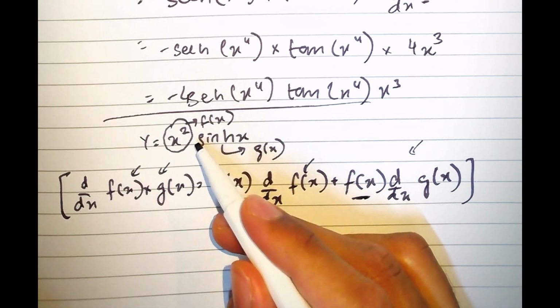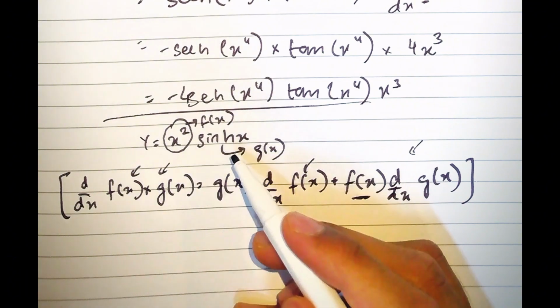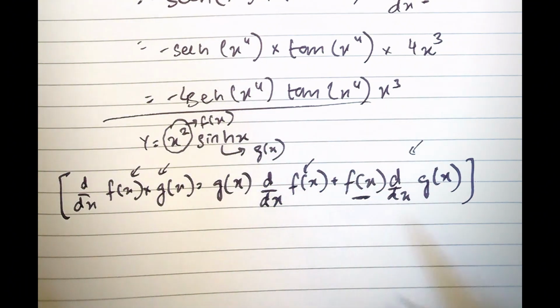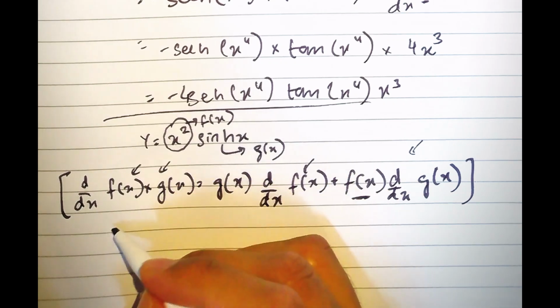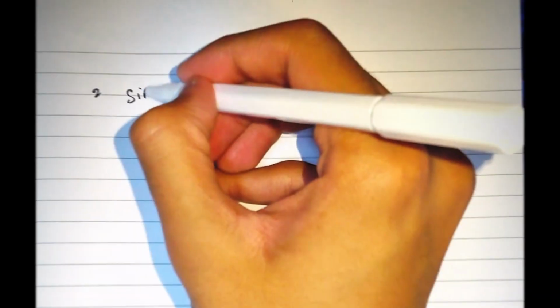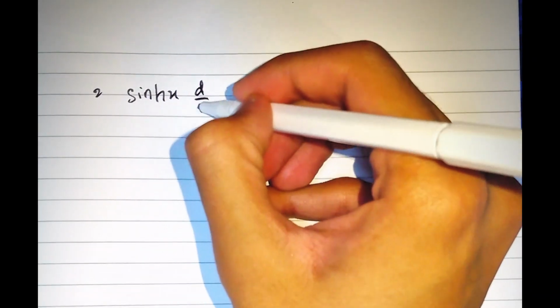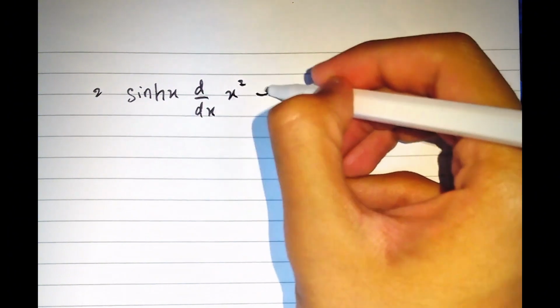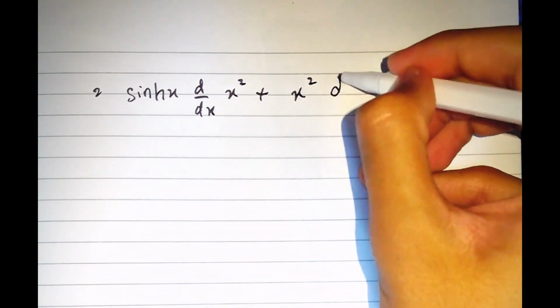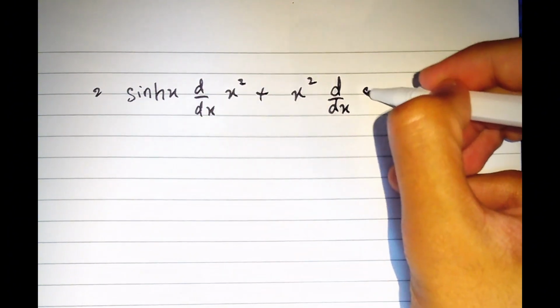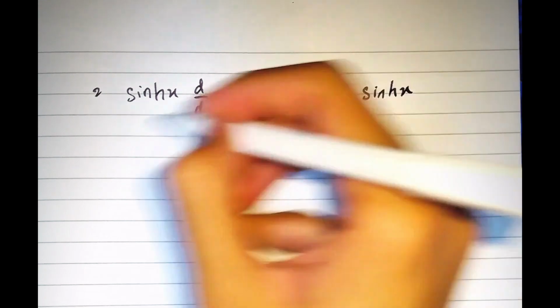So over here, our first function, f(x), is x squared, and the second function, g(x), is sine hyperbolic x. So we can use this formula. Let's apply the differentials on both sides of the equation. So the second function as it is, times the derivative of the first function, x squared, plus the first function as it is, times the derivative of the second function, that is sine hyperbolic x.